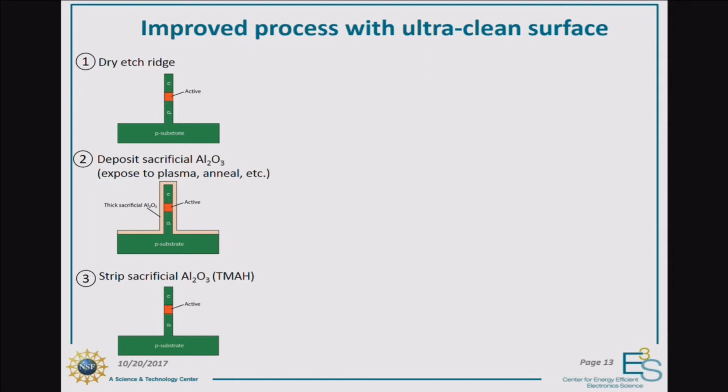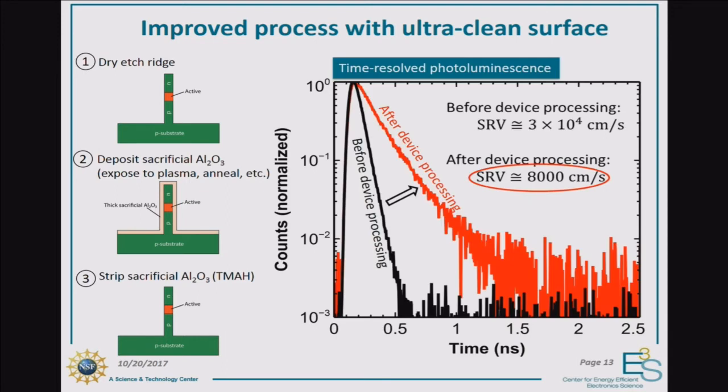It turns out that this does work, but it not only works, it actually somehow cleans the surface in the process. Very interestingly, after stripping off this sacrificial aluminum oxide layer, we saw a decrease in the surface recombination velocity below 10,000 centimeters per second. I would consider that an ultra clean surface for this particular material, which is indium gallium arsenide. So we think we can use this approach now to make that fast and efficient light emitter.